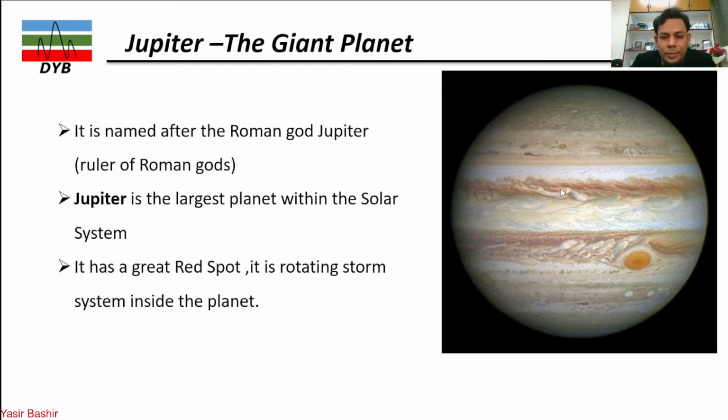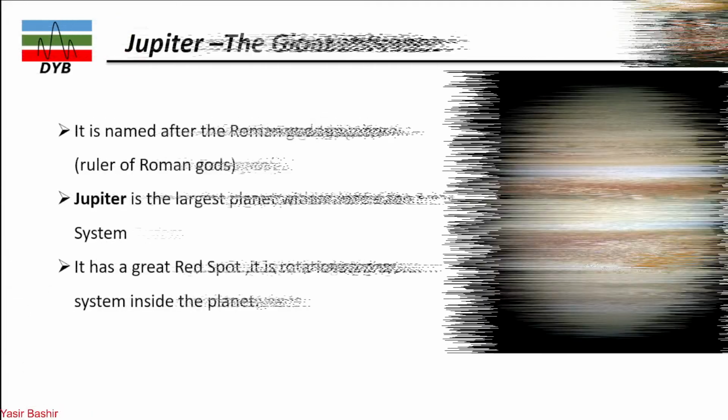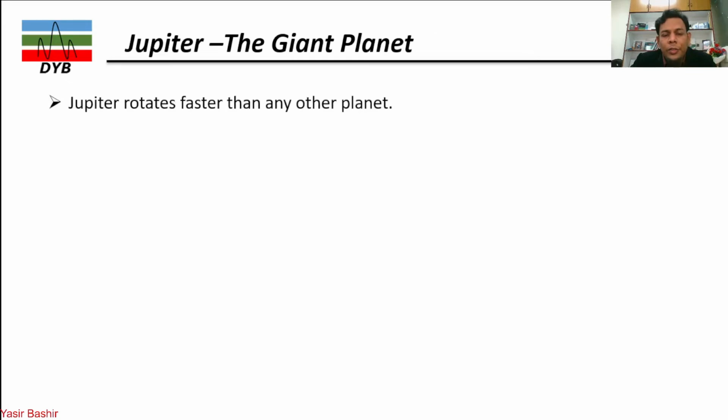It is a rotating storm system inside the planet. You can see these are rotating storms on the surface of this planet. Further, looking at the rotation, Jupiter rotates faster than any other planet. It completes one rotation in 10 hours. Like the Earth rotates in 24 hours, Jupiter rotates in 10 hours.